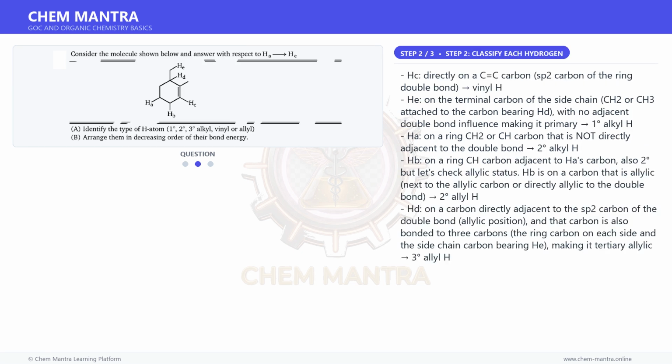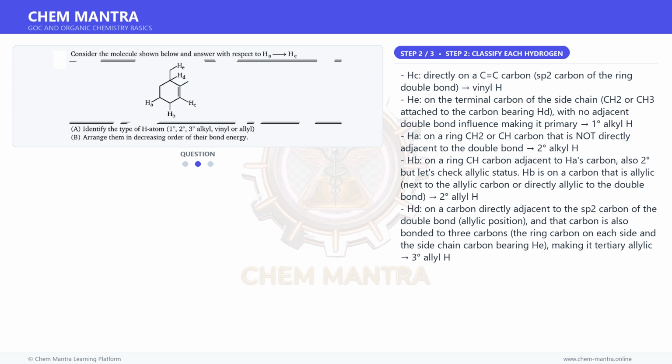Moving on to the next step. HC, directly on the C=C sp2 carbon of the ring double bond, is a vinyl H. HE, on the terminal carbon of the side chain, CH2 or CH3 attached to the carbon bearing HD, with no adjacent double bond influence, making it a primary 1 degree alkyl H. HA, on a ring CH2 or CH carbon that is not directly adjacent to the double bond, is a 2 degree alkyl H. HB, on a ring CH carbon adjacent to HA carbon, is also 2 degrees, but let's check allylic status.